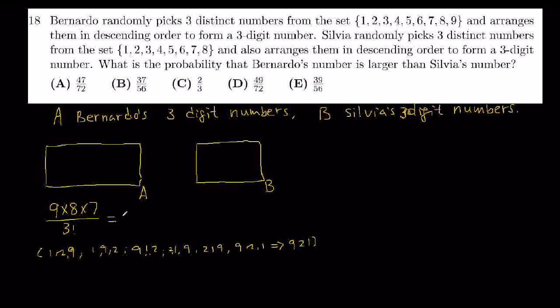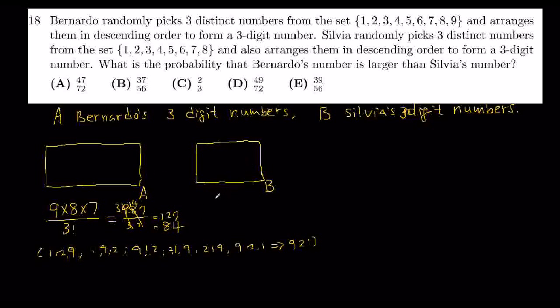That gives us 9 times 8 times 7 divided by 6. This is 3, this is 4, right? So we have 12 times 7, which is 84 total numbers.